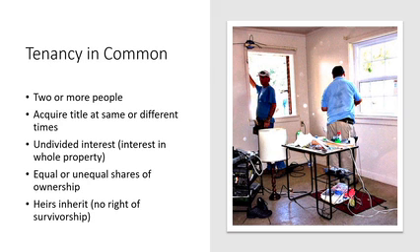Tenancy in common, two or more people. They acquire title at the same time or different times, it doesn't matter. They have an undivided interest in the whole property, regardless of what their financial share is. Now, they can have equal or unequal shares of ownership, the financial part of it. And in tenancy in common, there is no right of survivorship. This is the only one that can be willed. Heirs inherit.